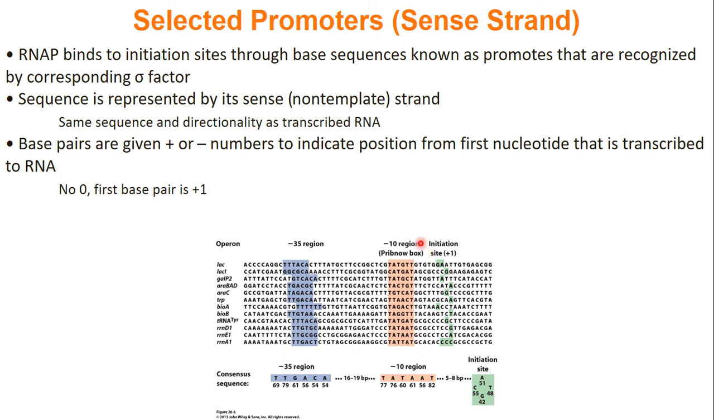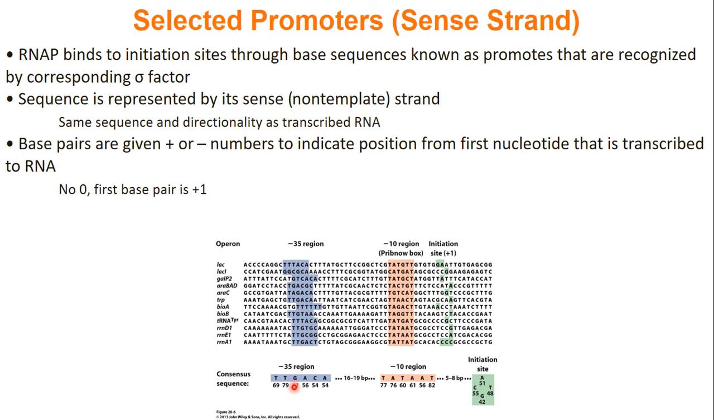And note, there is no zero base, so the base immediately to the left of +1 would be -1. What we can see here is that you have certain consensus regions. That is, if we look at different genes and line them up, at the -10 region we have something that we call the Pribnow box. We always see more or less the same nucleotides there. Same thing at the -35 region. In general, we see the same types of nucleotides there, no matter what gene we're looking at.